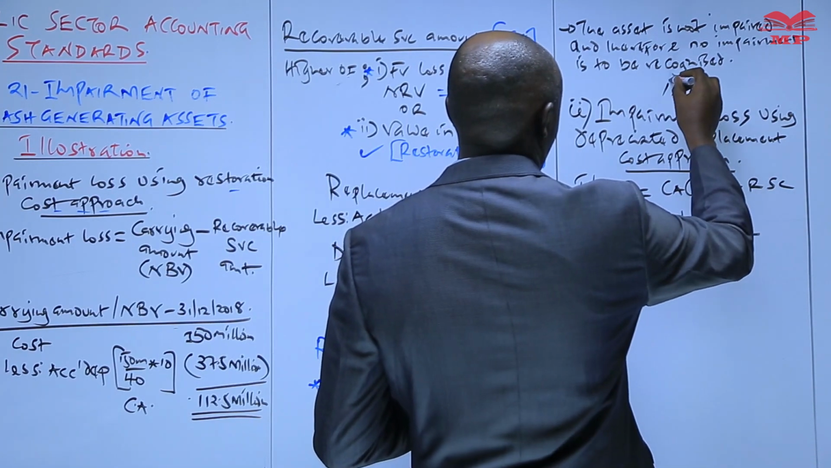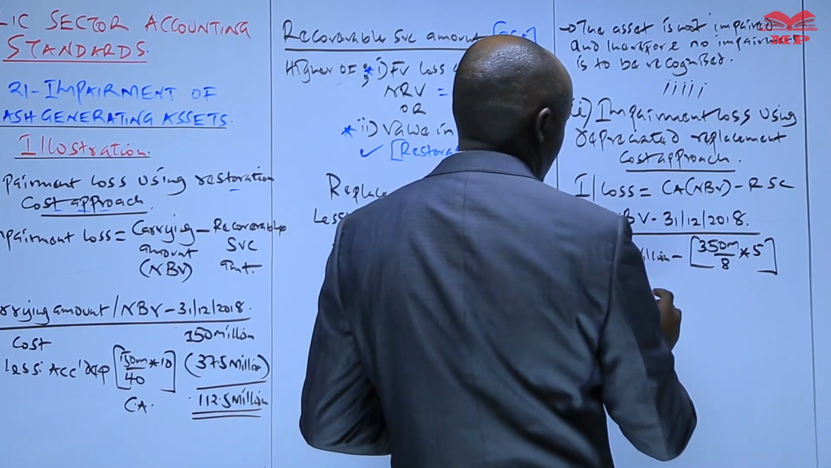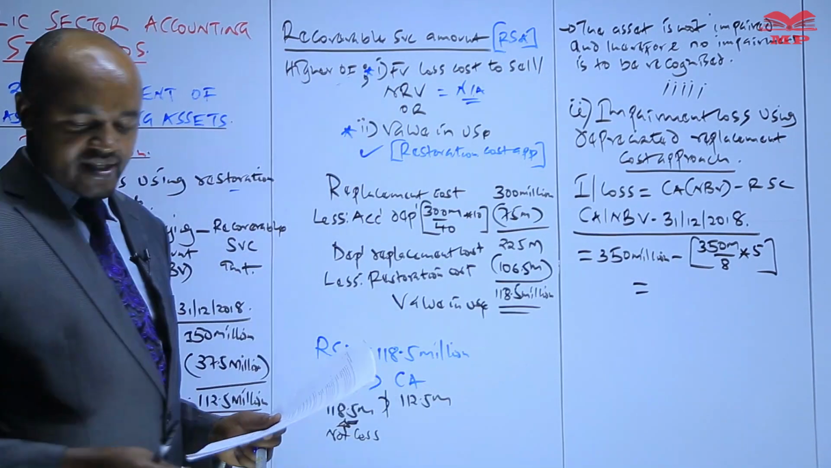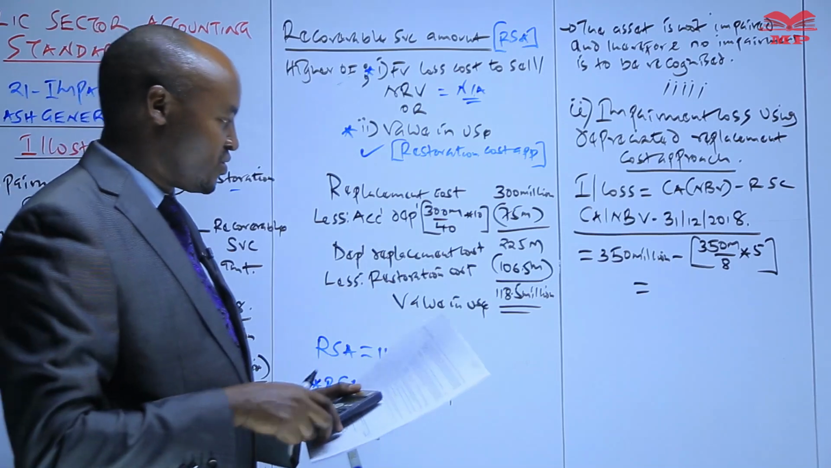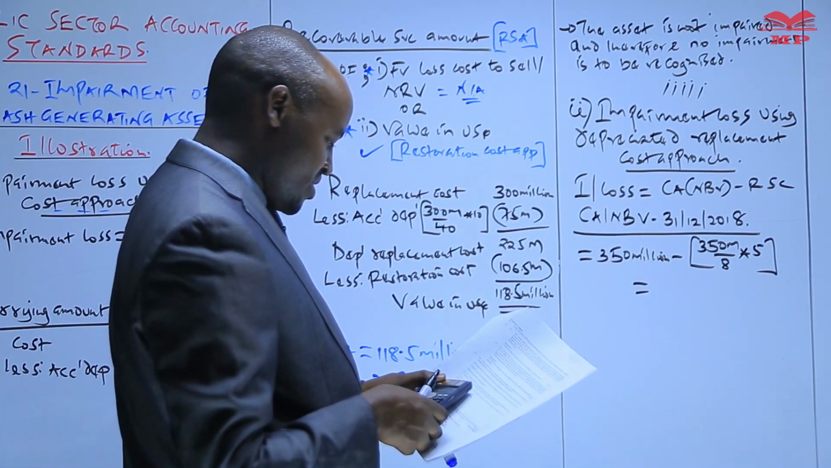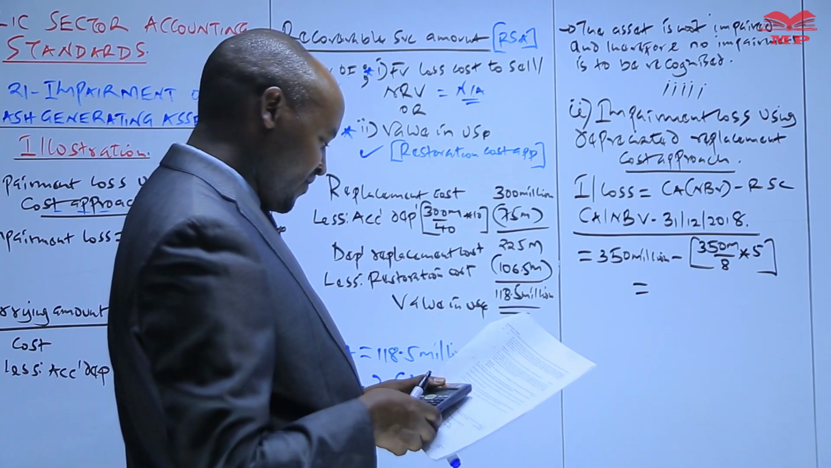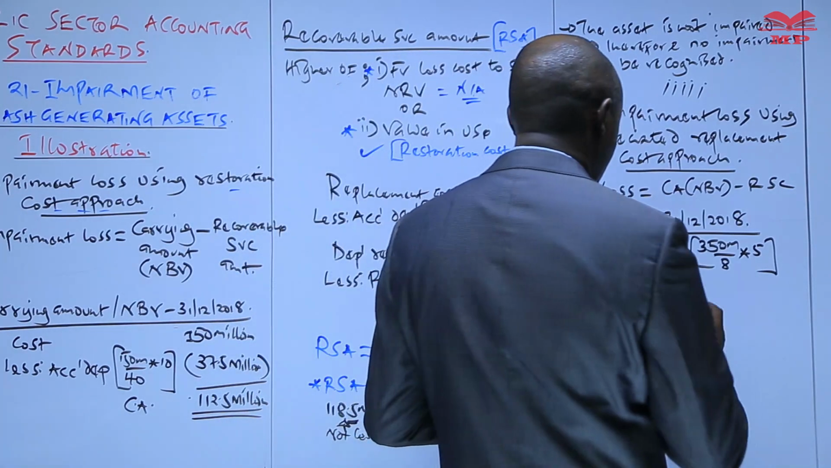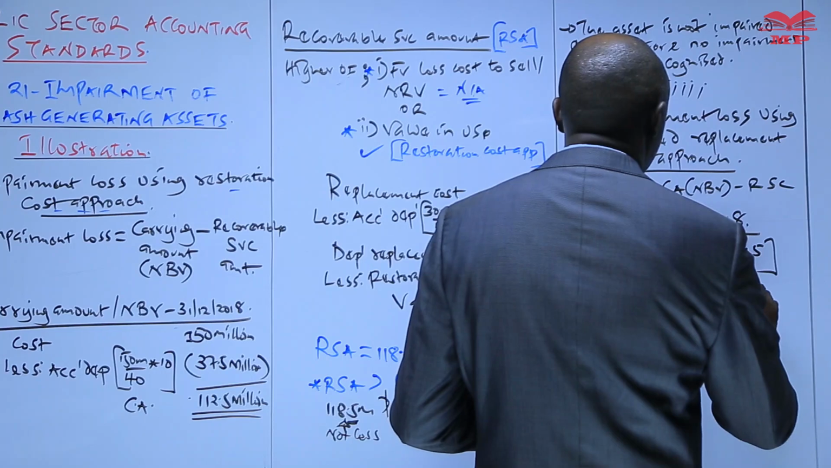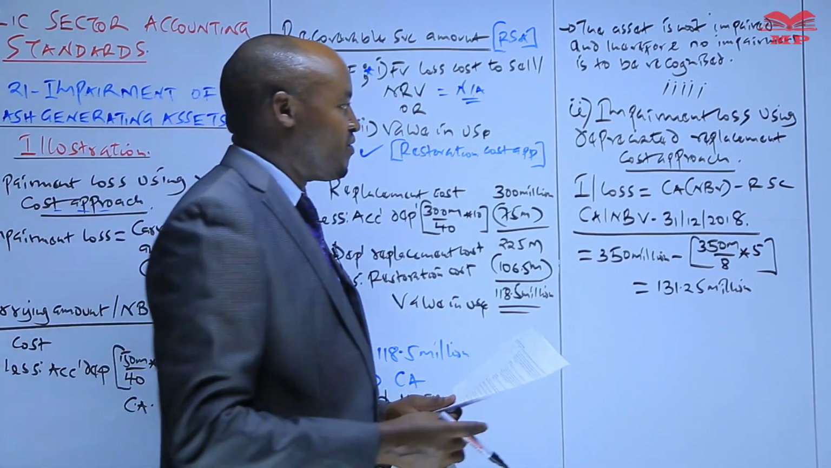Those are how many years? 1, 2, 3, 4, 5. So we need to compute the accumulated depreciation for 5 years. And basically that will give us what? That will give us the net book value or the carrying amount. So let's compute that. We have 350 divided by 8 times 5. We subtract that from the cost of 350, and that will give us 131.25 million. So that is the carrying amount or the net book value at the end of 2018.